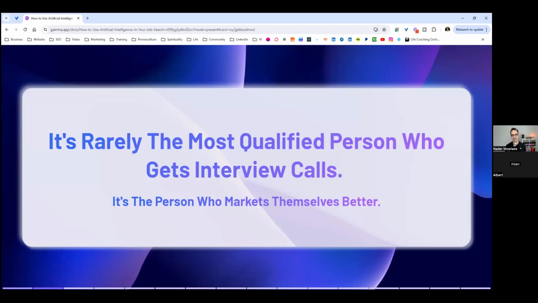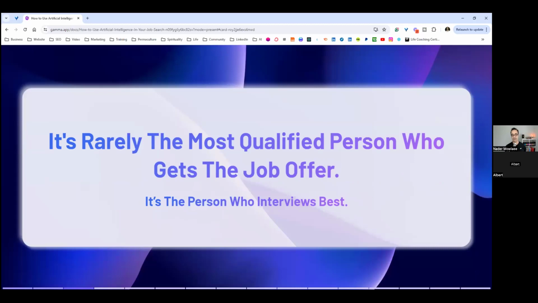And the second statement should be this, and another tough fact, a real fact, a true fact, but a tough one to understand, is that it is rarely the most qualified person who gets the job offer. It's the one who interviews best.